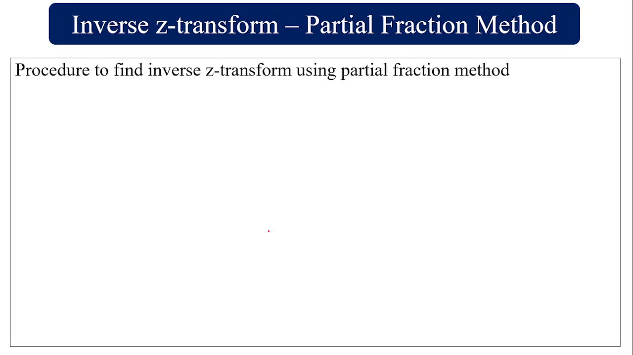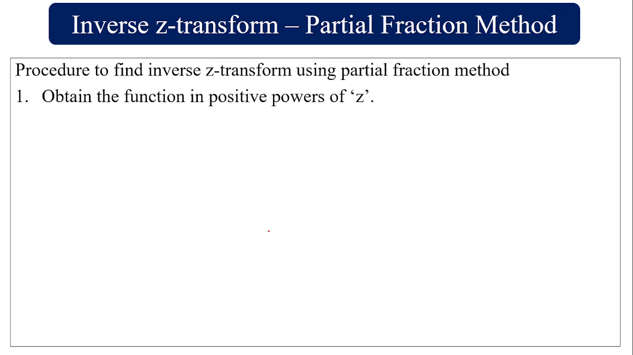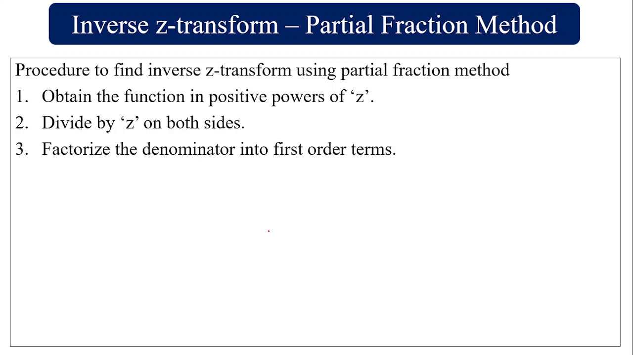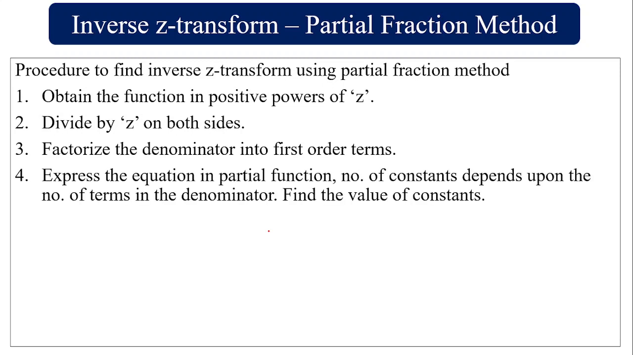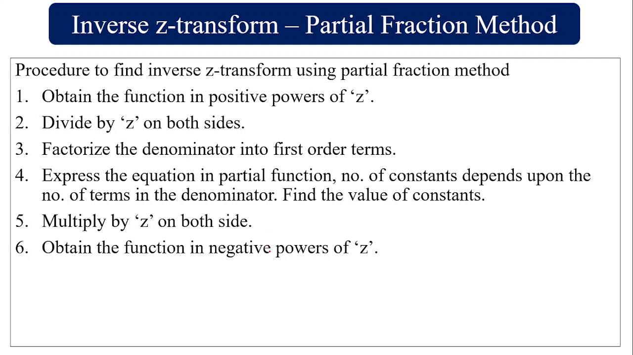So the steps to find the inverse Z transform using partial fraction method are: step 1, obtain the function in positive powers of z. Step 2, divide by z on both sides. Step 3, factorize the denominator into first order terms. Step number 4, express the equation in partial fraction form. Always the number of constants we use depends upon the number of terms in the denominator, and find the value of the constants. Step number 5, multiply by z on both sides. Step number 6, obtain the function in negative powers of z. And step number 7, find the values.